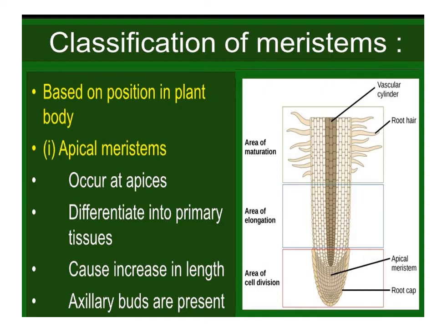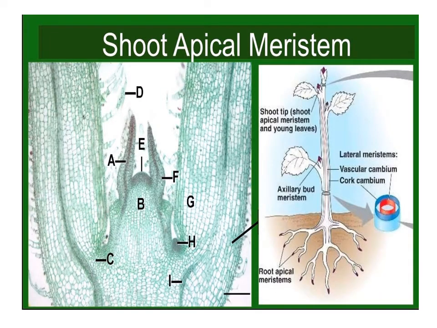Differentiating into primary tissues causes the increase in length, and axillary buds are present. During the formation of leaves and elongation of stems, some cells left behind from the shoot apical meristem constitute the axillary bud. Such buds are present in the axil of leaves and are capable of forming a branch or a flower.